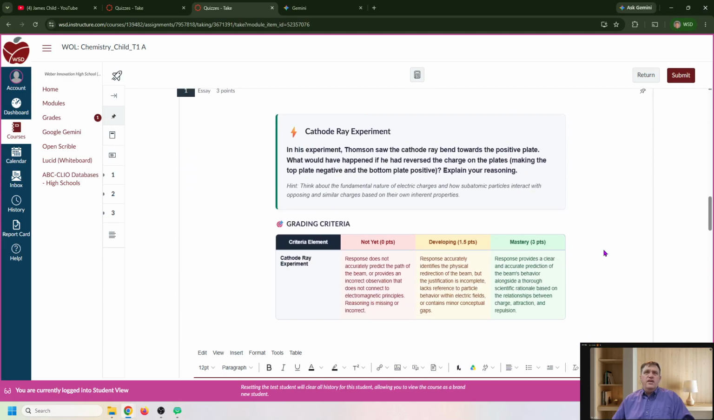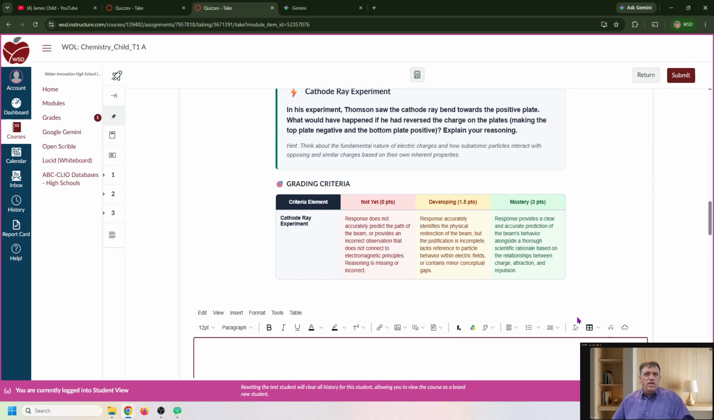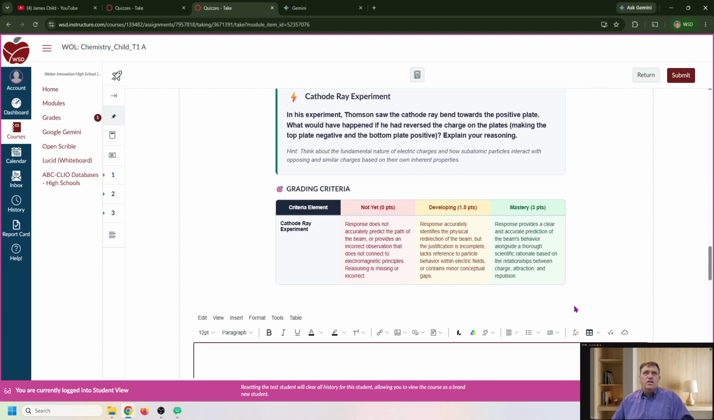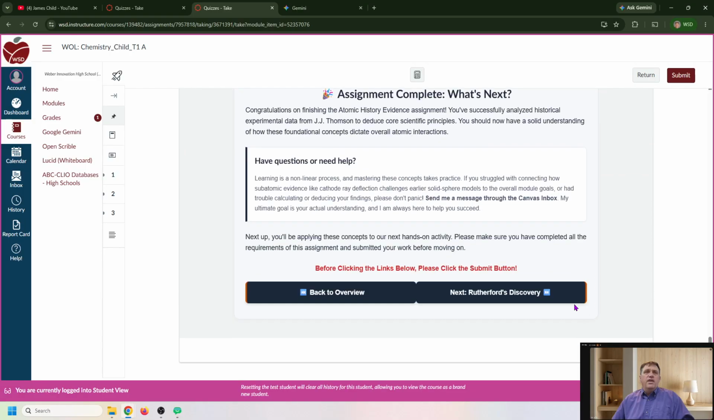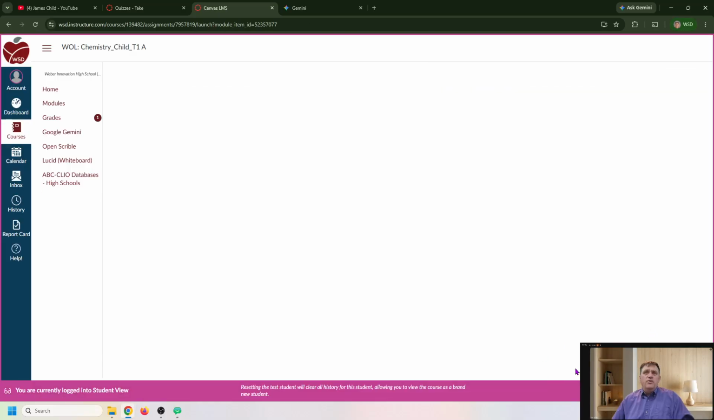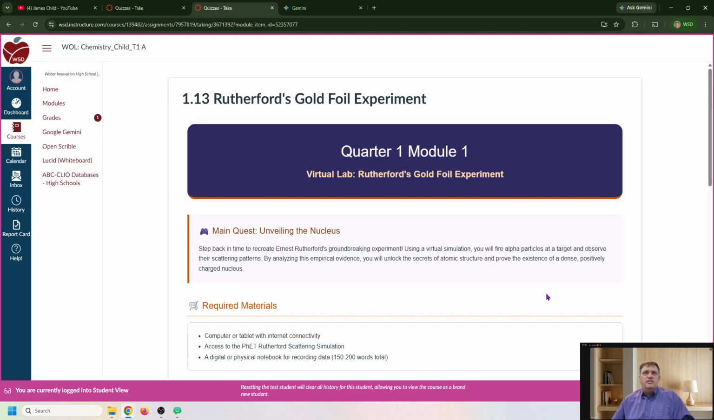this is what it looks like. Notice this here is the rubric, so you can kind of know what I'm looking for. What does good look like? And then once you're done, don't forget to submit. And then this takes you to the lab. Okay. Don't forget to submit. If you don't submit, I won't see it.